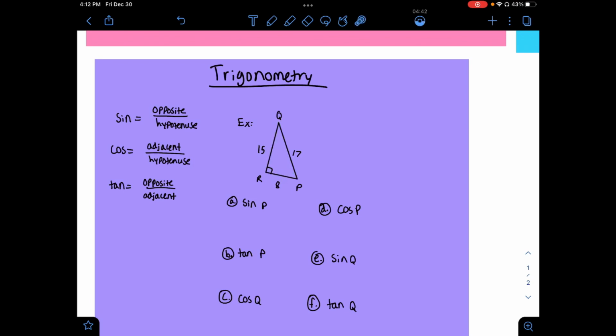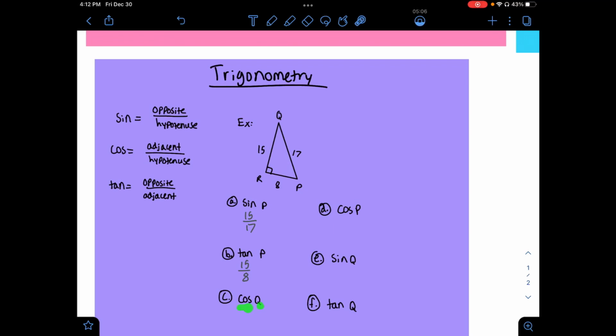We're going to do some examples, starting with sine of p. This is p, so sine, remember, is opposite over hypotenuse. The opposite is 15, the hypotenuse is 17, so you get 15 over 17. Now we're going to do the tangent, which is opposite over adjacent. So we have 15 over 8. That's our tangent.